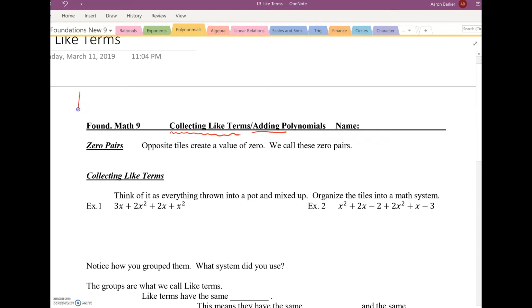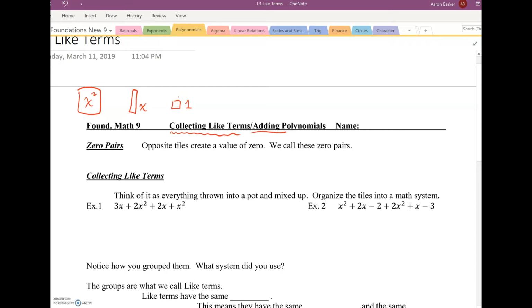Just to review your algebra tiles, it's been a while since spring break. This is your x squared tile, a big square. This is your x tile. Your x tile is a rectangle. And then this is your one tile. Your one tile is the small square.